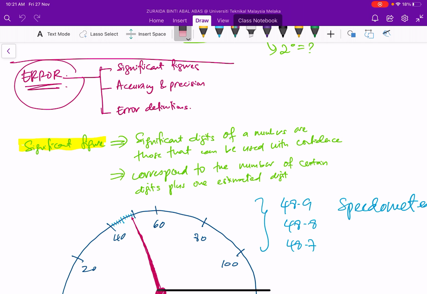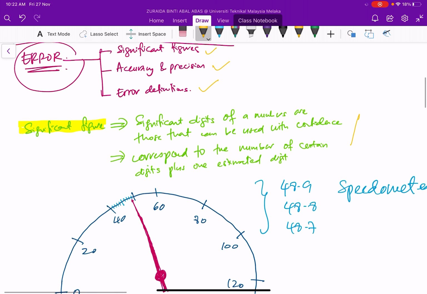Approximations allow you to have error, so you need to know how you want to express the error, and you need to know the confidence level of that error as well. So for today's lecture, we're going to learn about the error. When we learn about the error, you need to know what significant figures are. You also need to know accuracy and precision, and also some error definitions. So what exactly is significant figures?